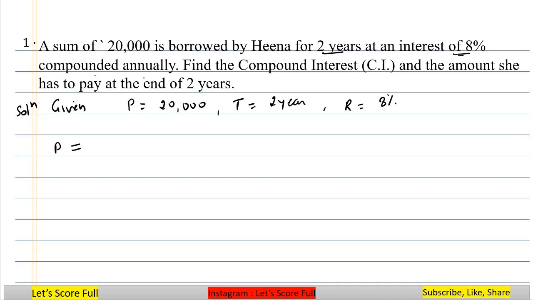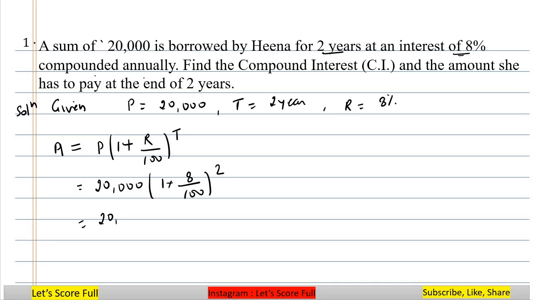So formula says amount is equals to principal 1 plus rate of interest divided by 100 and power is T, time period. Principal I got here is 20,000. R, that is rate of interest, is 8 divided by 100 and time period is 2. This much is clear. Then here you can substitute all the value. You can do the cutting also.